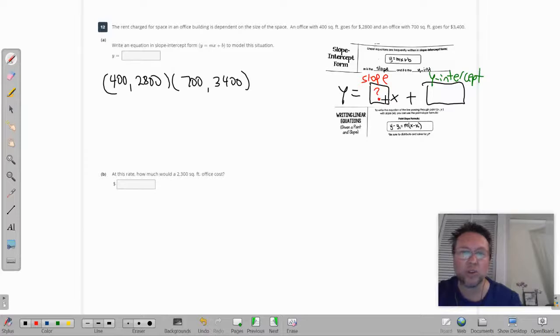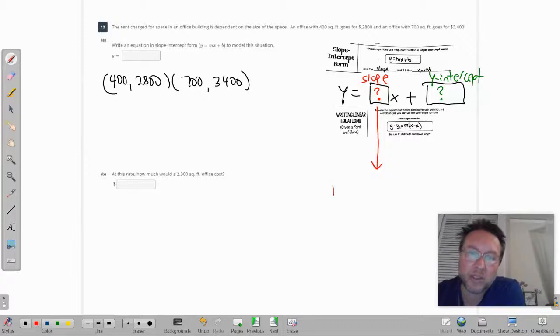We don't know how much they're charging us per square foot, and how much they're charging just for us to sign the lease, right? Because a lot of times you might be charged an upfront charge, and then per, in this case, whatever the square footage is. So we have two unknowns that we're solving for here. Well, we need to find the slope. How do we find the slope?